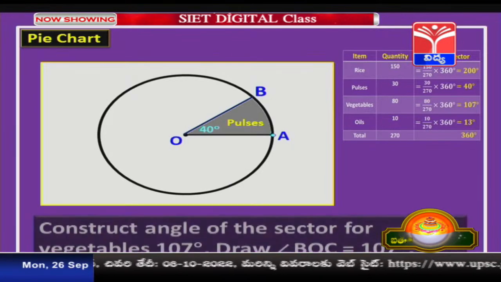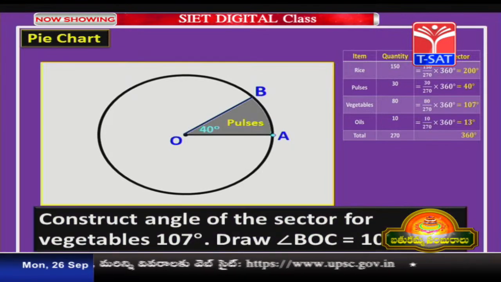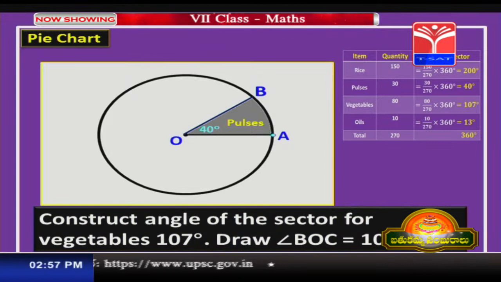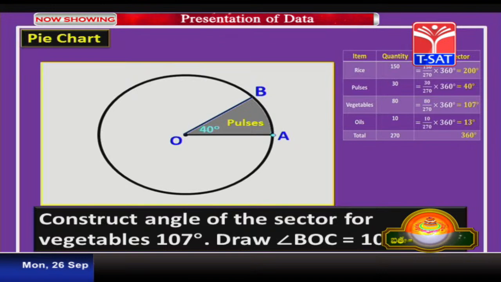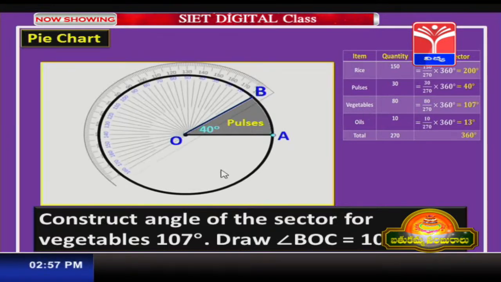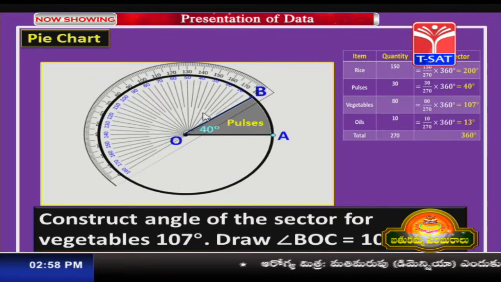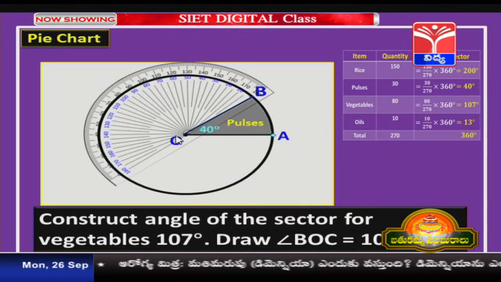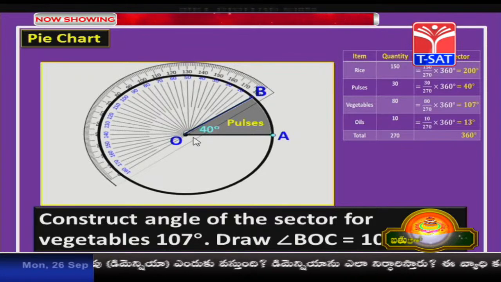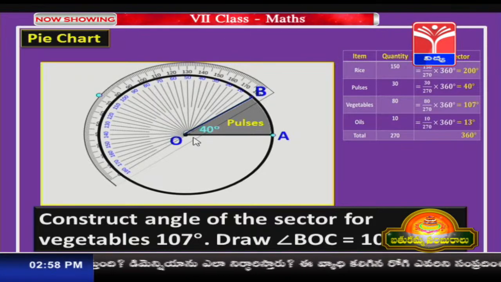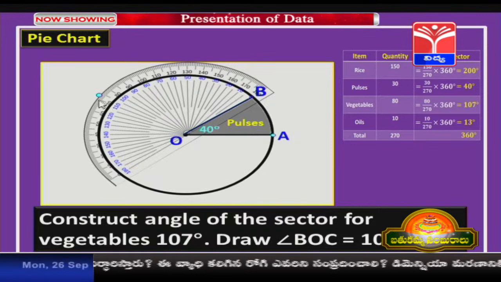Now, in the next step we are going to draw an angle of 107 degrees for vegetables. So, your next is vegetables 107 degrees, right children. So, for 107 degrees we are going to draw another sector. Okay. Now, place the protractor exactly on OB, the horizontal line should coincide with OB, and the center of the protractor should coincide with the center of the circle. Okay children. Now, mark 107 degrees. Yes, here you can see it is 107 degrees.